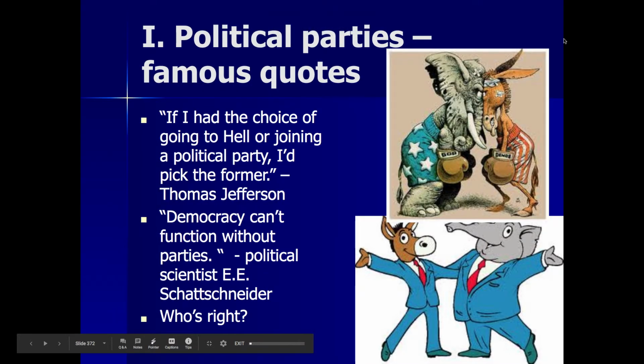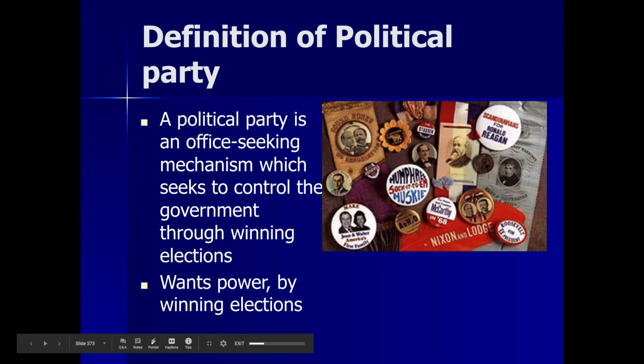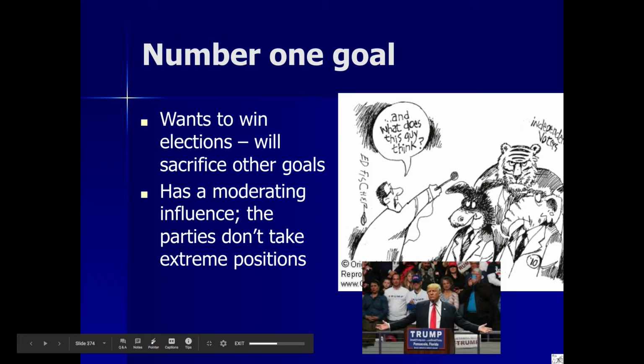So you got Jefferson saying, hey, he'd rather go to hell than join a political party, because they're divisive, you know. And you got Schott Schneider saying you really, really need political parties for democracy to work. So then you got the definition. They want power, so they'll sacrifice their convictions, but they want to get power by winning elections. All right, number one goal. And so, the helpful thing about it is, generally speaking, they kind of compete for the center.